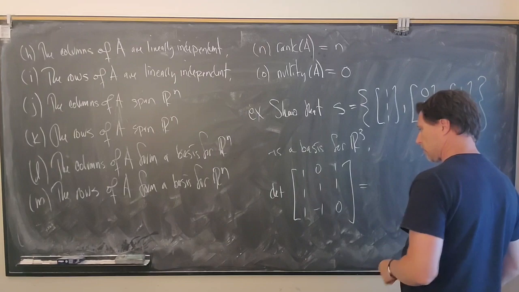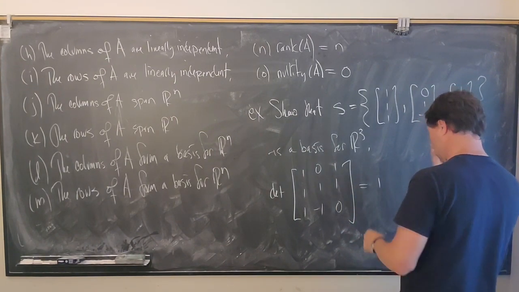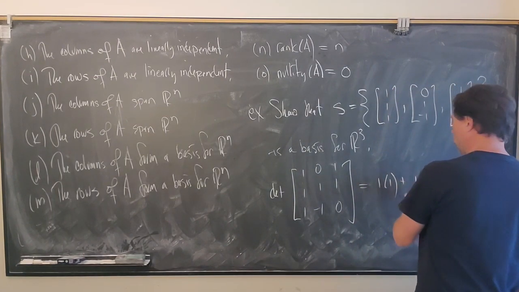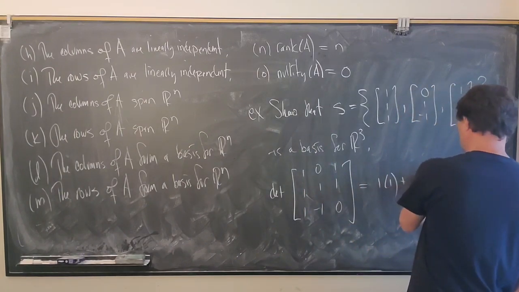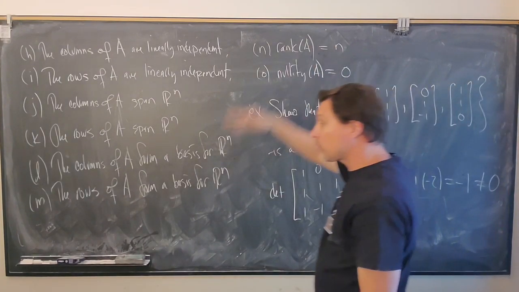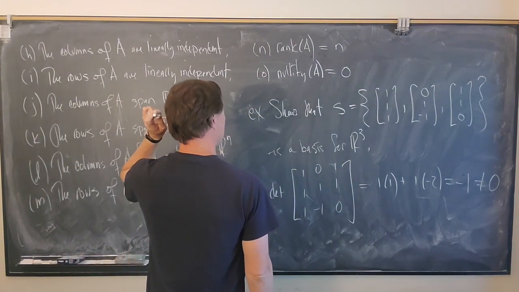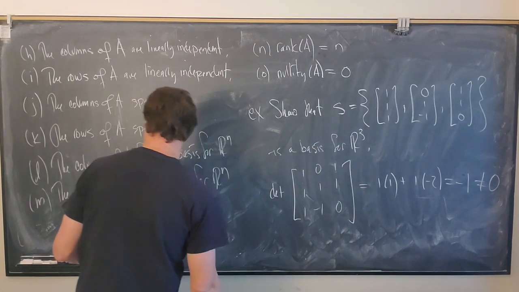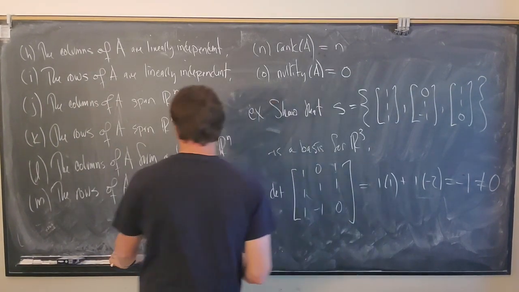So let's see, the determinant is going to be 1 times 1 plus 1 times -1, -2. So we get -1, which is non-zero, and then we can apply the equivalence theorem. The determinant is not equal to 0 is equivalent to the columns of A forming a basis for Rn. Right? So a determinant allows us to identify a basis.